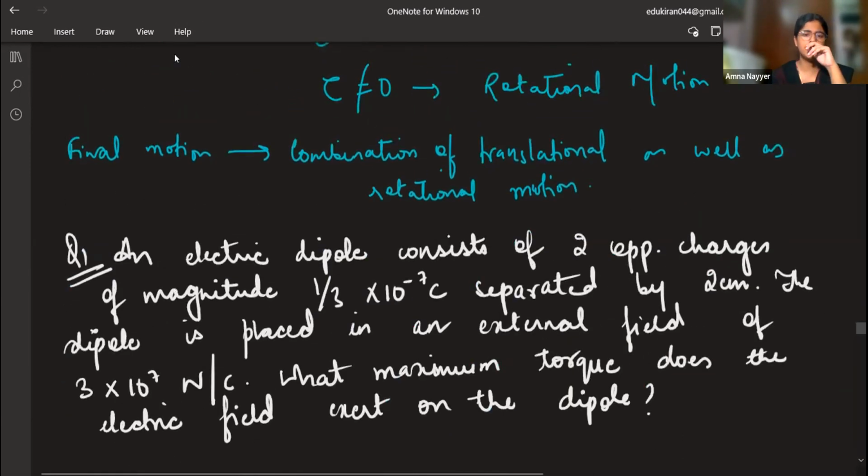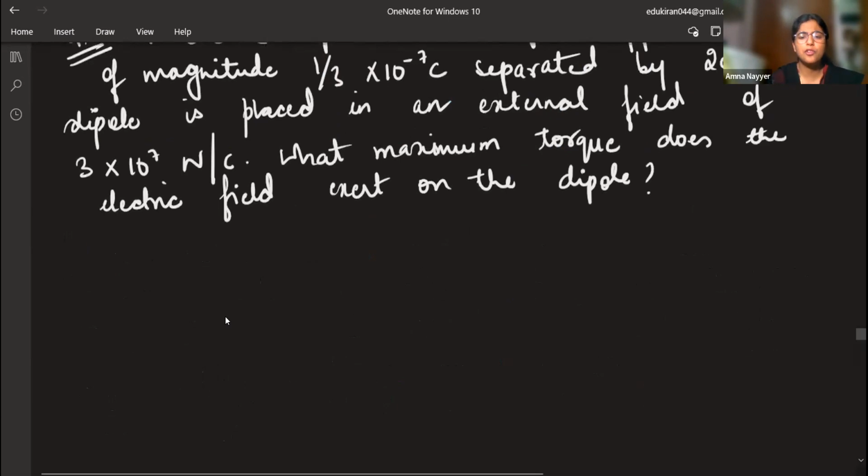See this next question. This is the last question that we'll discuss from this topic. An electric dipole consists of two opposite charges of magnitude 1/3 into 10 to the power minus 7 coulombs. They are separated by 2 centimeters. The dipole is placed in an external field of 3 into 10 to the power 7. What is the maximum torque that the electric field exerts on the dipole? Very basic formula based question, so that at least at the end we are just concluding with the formula.